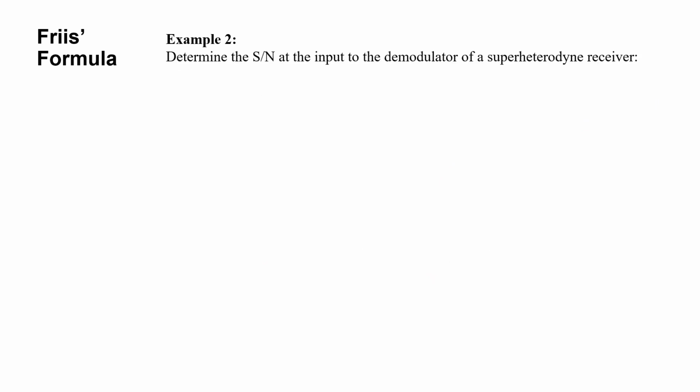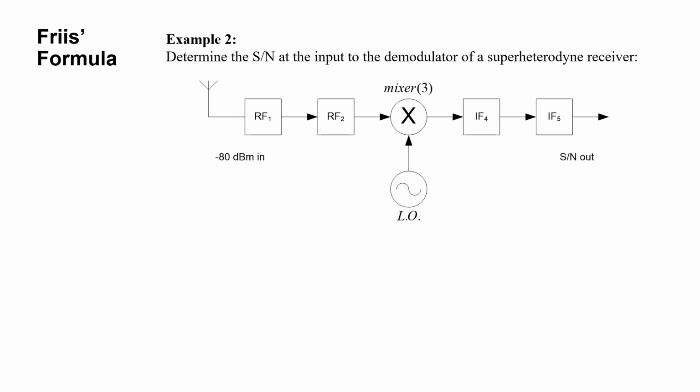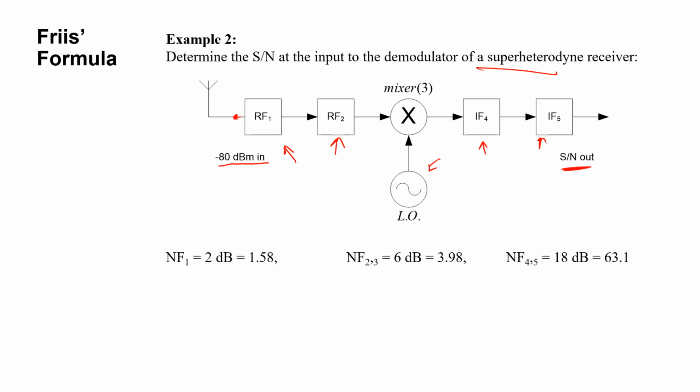Determine the signal to noise ratio at the input to the demodulator of a superheterodyne receiver. Sorry for my weak pronunciation of this very long word. So we have one antenna and a -80 dB input power at the output of the antenna. We have RF1, that is generally a low noise amplifier, then RF2, and then a mixer with a local oscillator, and then intermediate frequency amplifier number 4, and then an amplifier number 5. So we are interested in the signal to noise ratio at this point.